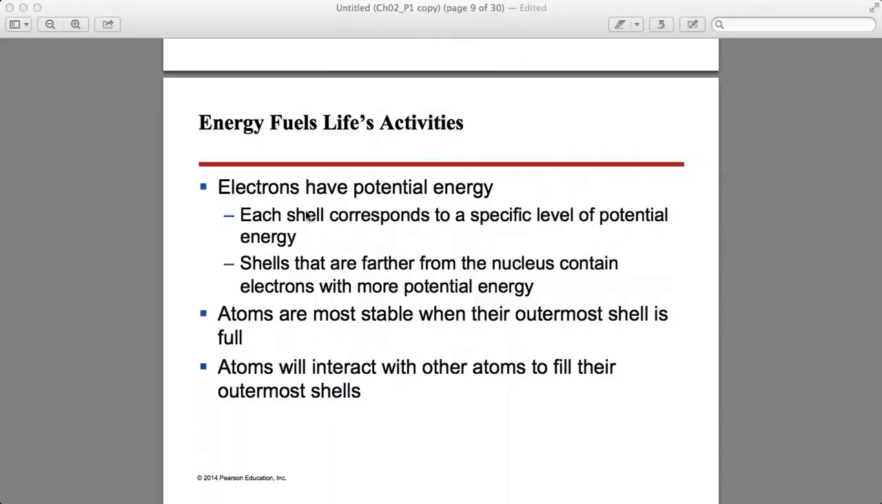You can think of the electrons in an atom as having potential energy. Every shell in which an electron is found is like a specific level of potential energy. The farther from the nucleus a given electron is, the more potential energy that electron has. All atoms are most stable when their outermost shell is full.